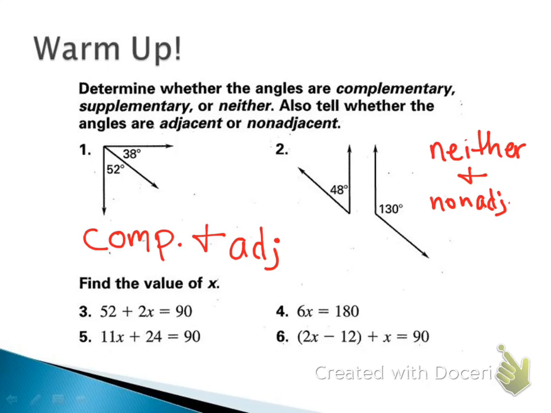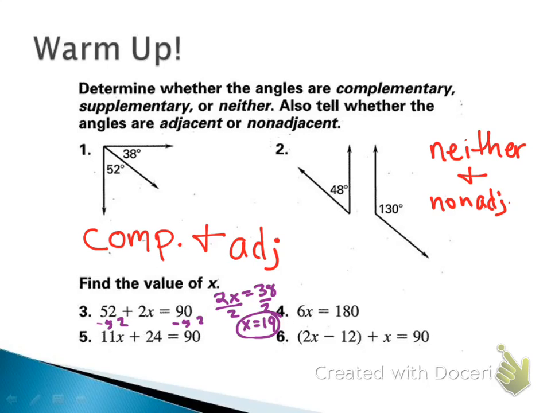Alright, number three, how would I start that? Subtract 52. What's 90 minus 52? 38, very good. And then how would you solve from there? Divide by 2. So what's x equal? 19, very good. Questions on 3.